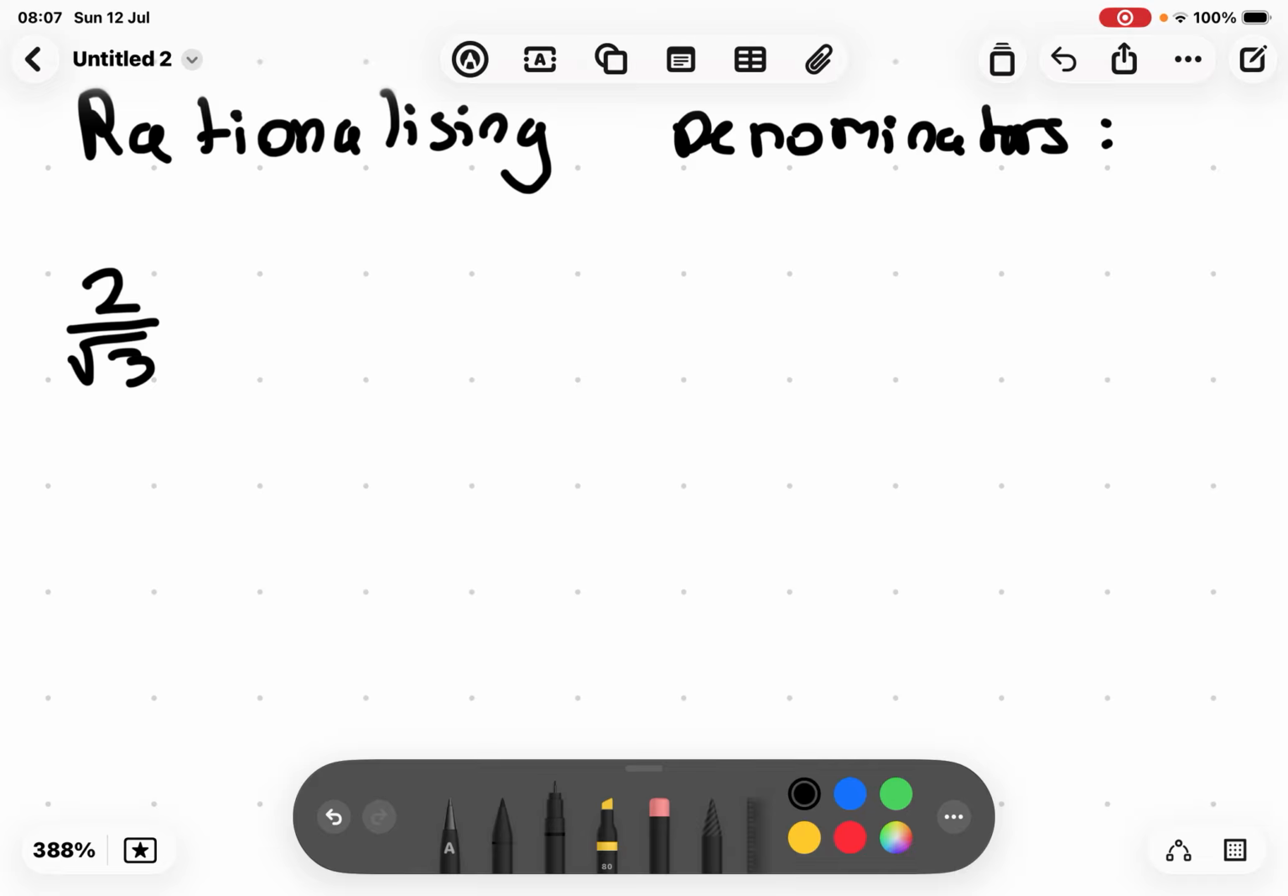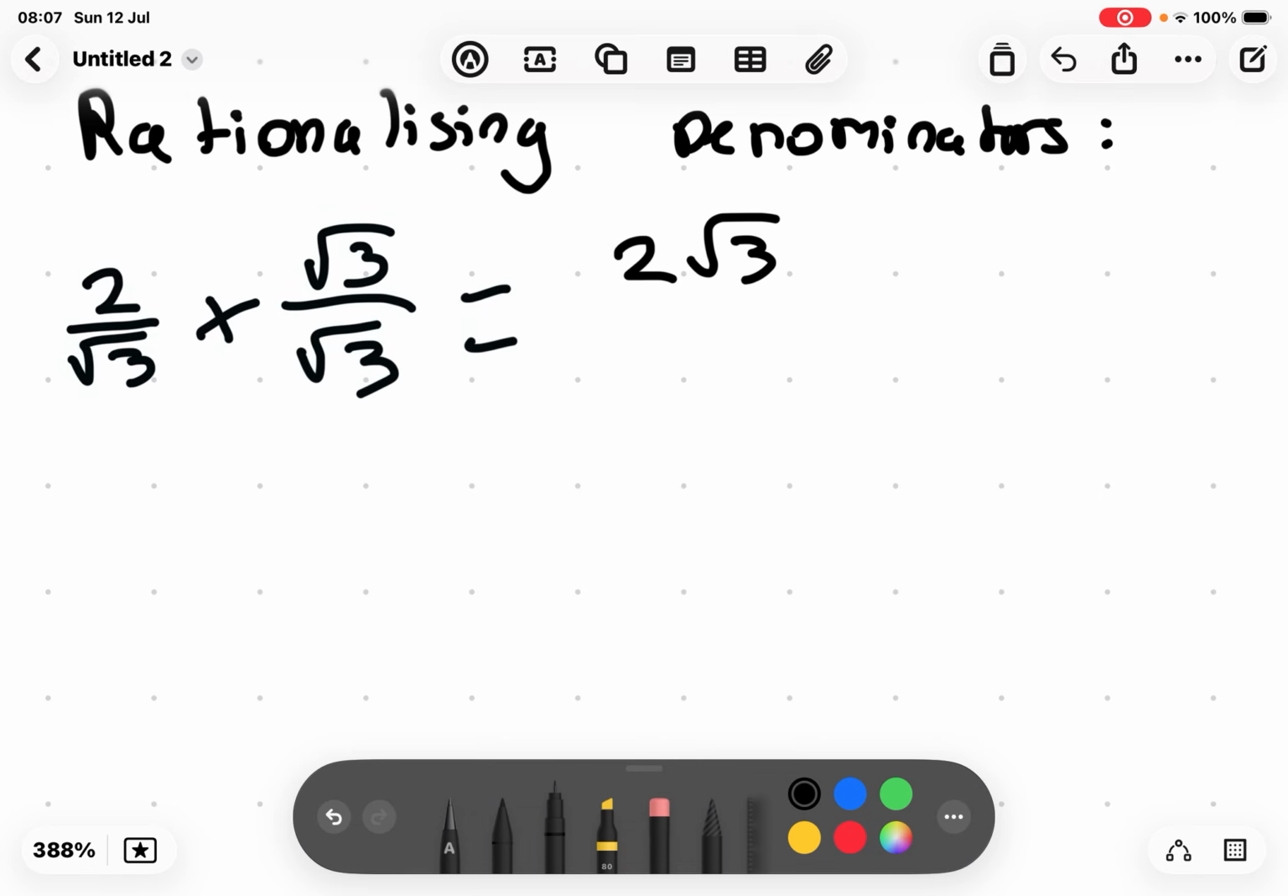Okay, anyway. So to do rationalizing, we just have to multiply the top and bottom by whatever is on the bottom, so root 3, to get rid of the root. And so we get this as an end result.